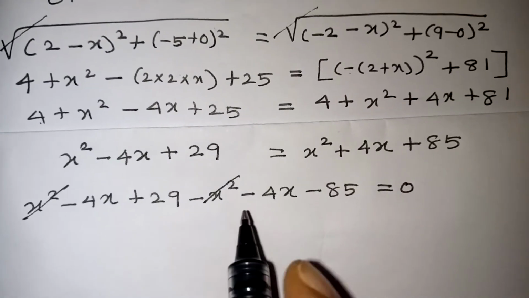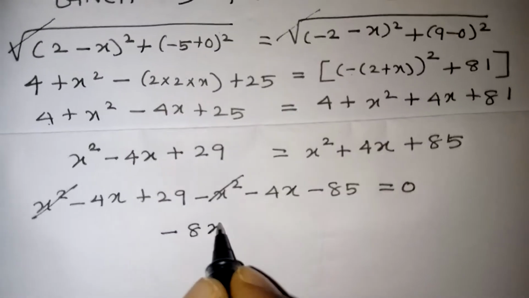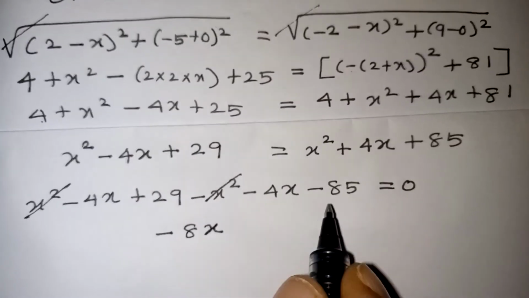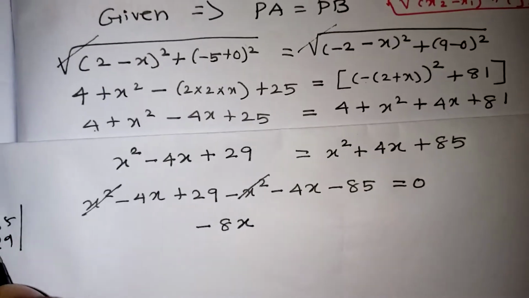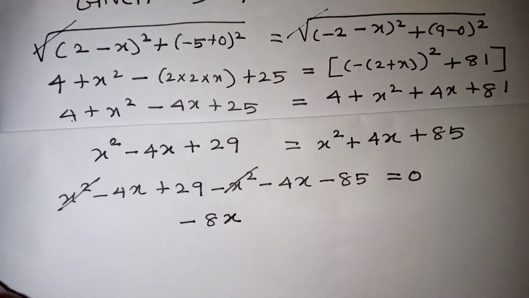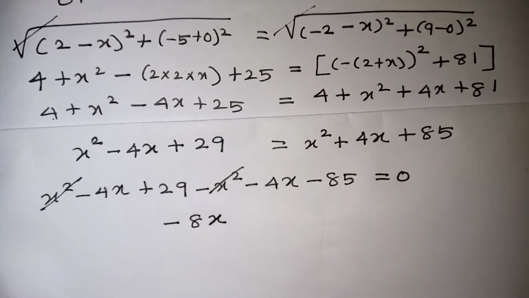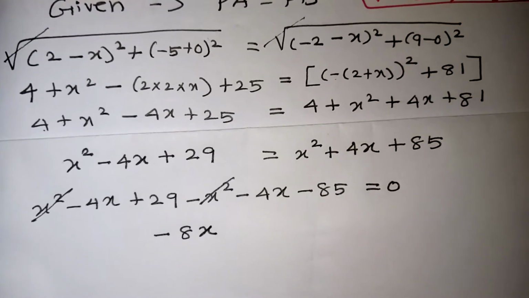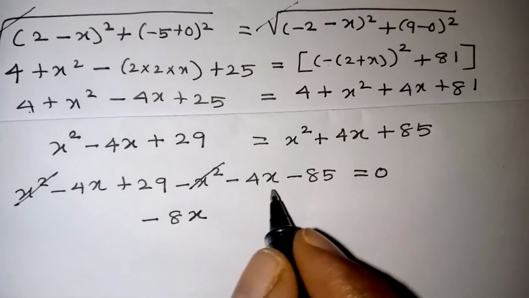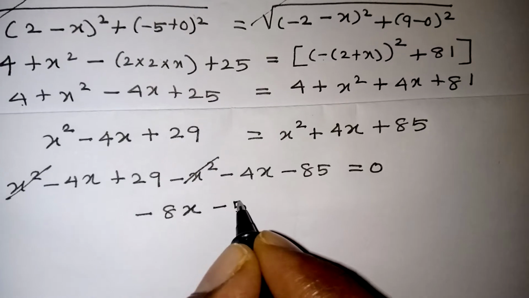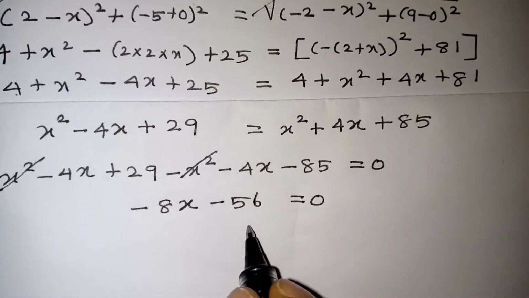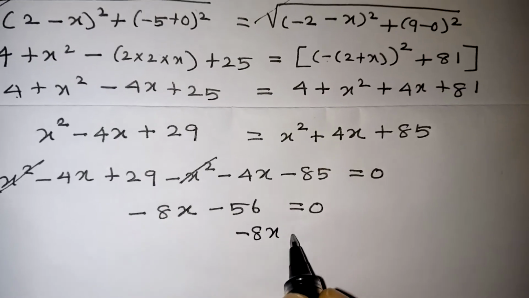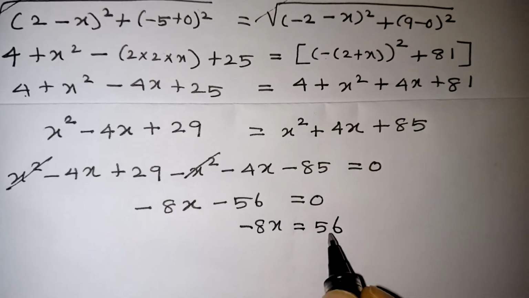Minus 4x will become minus 8x, plus 29 minus 85. So 85 minus 29, it will be 15 minus 9 will give you 6. This is 56. So this is plus 29 minus 85 is minus 56, which is equal to 0. So minus 56 you take it to that side, it is a plus 56. So minus 8x is equal to plus 56 we are getting.